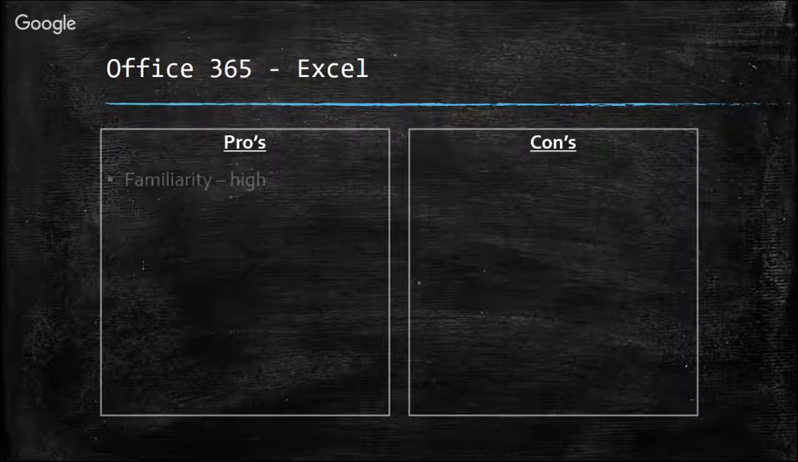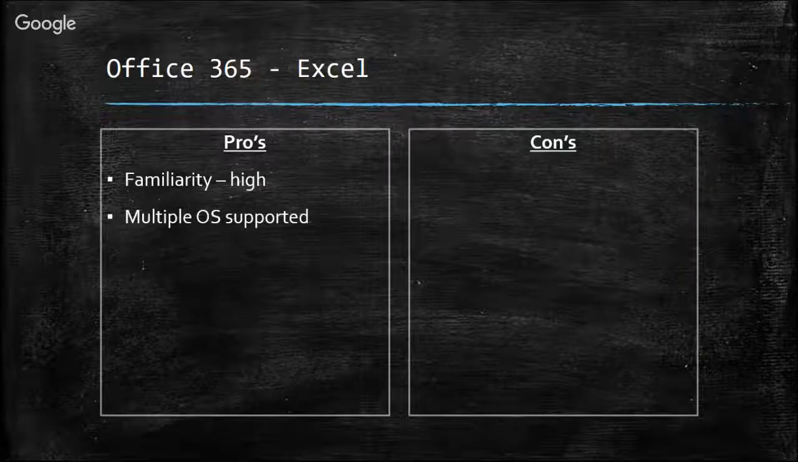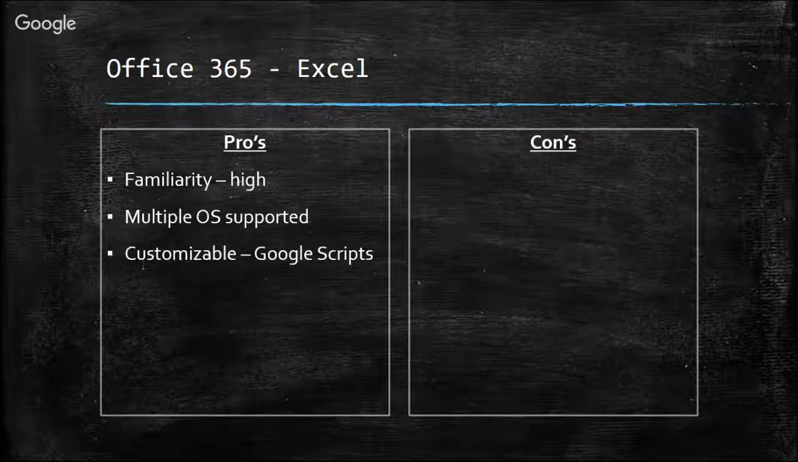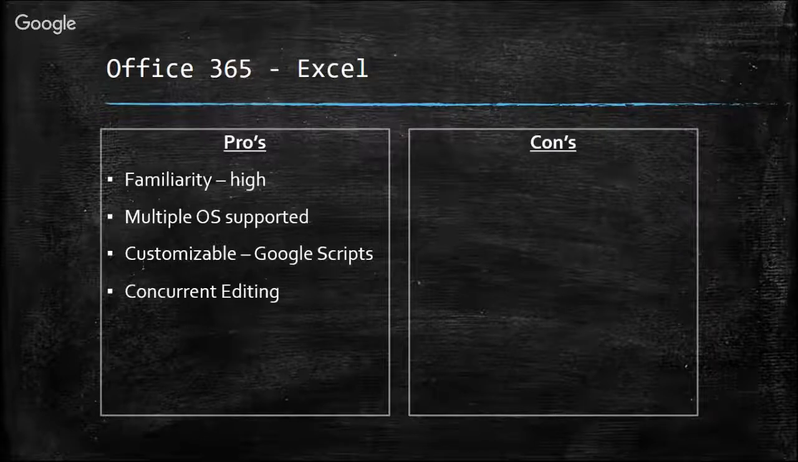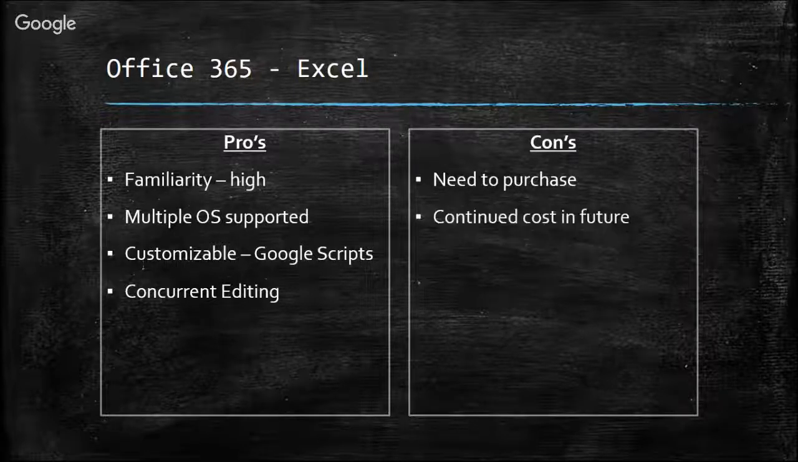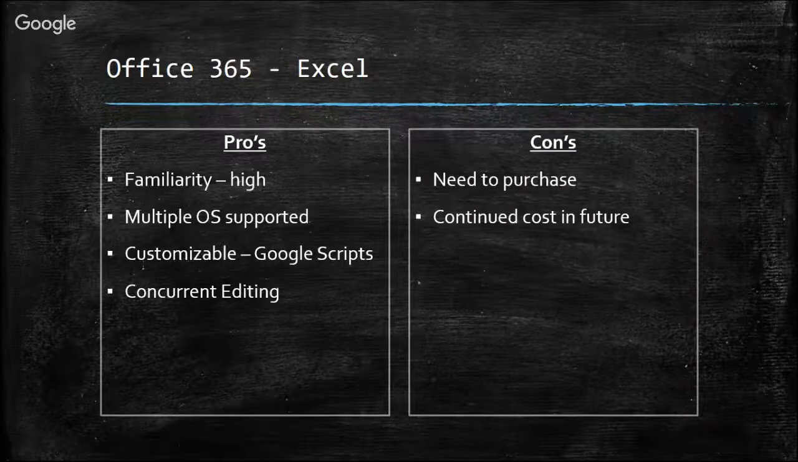For 365 Excel, because it is Excel, its familiarity is very high. It's supported on multiple operating systems because it's in browser. We're able to use scripts to customize it. We're able to edit it concurrently, but we need to purchase this. Huge cost in the future. So this would be similar to our Google option.